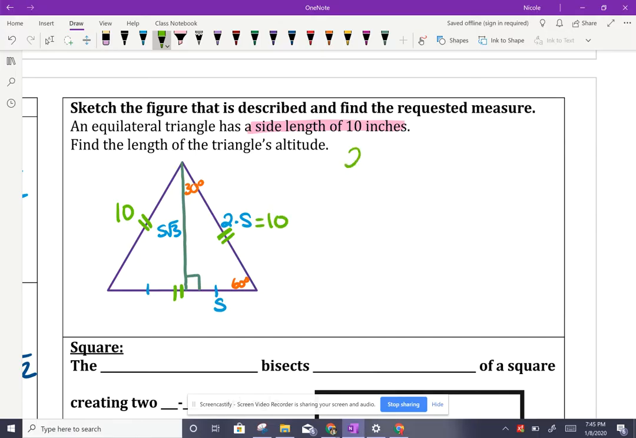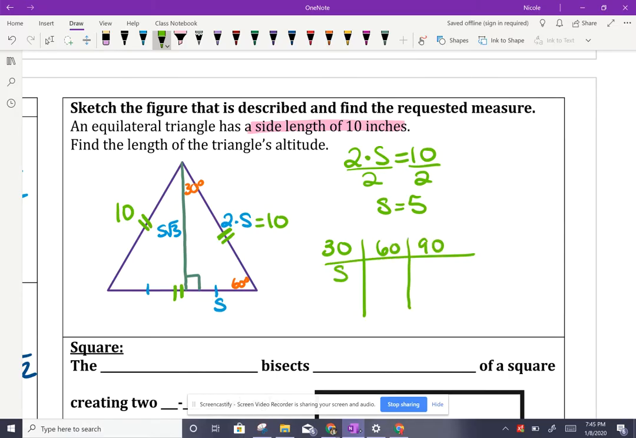If you don't remember this, in equilateral triangles, all three sides are congruent to each other. So if the side over here is 10, then the side over here is also 10. So that tells me that 2 times S equals 10. Divided by 2, and S has to equal 5. So you take into account your 30, 60, 90 triangle. That's S, S root 3, 2 times S. Our S is 5, our 2 times S is 10. I'm looking for my altitude. My altitude is here.